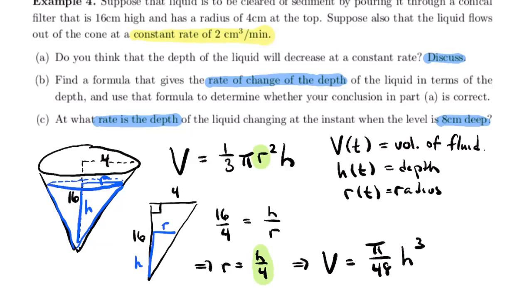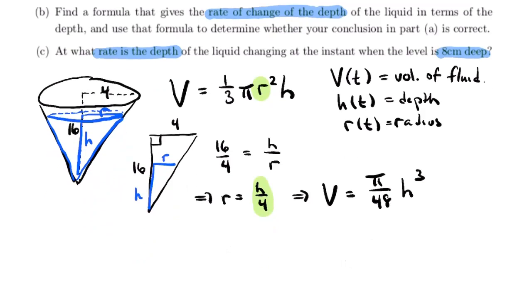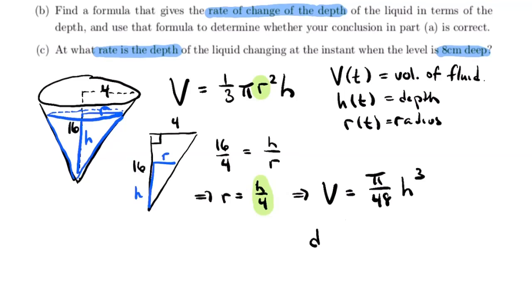So here is my relationship between V and H, the two quantities that I have in this problem. So that's what I'm going to be differentiating. So let's do it. We'll differentiate with respect to T. So we get dV dt is equal to pi over 48 as a constant. The derivative of h cubed is 3h squared dh dt, implicitly differentiating.